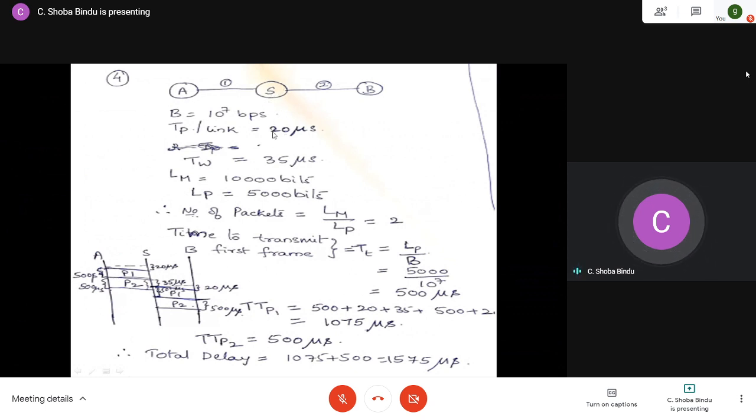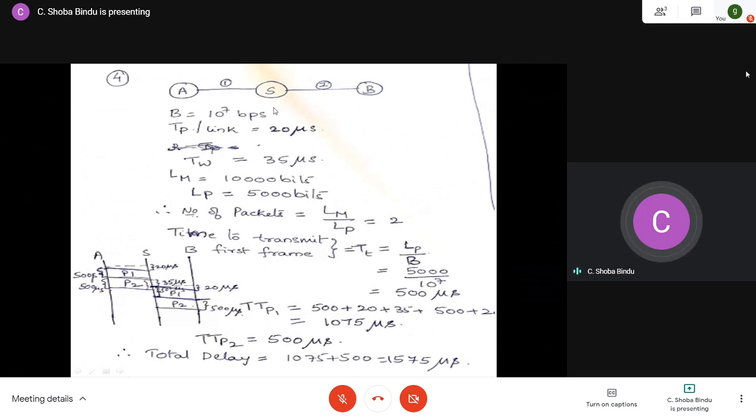There it waits for 35 microseconds. Once the entire frame is received, the switch has to forward it. So it receives it after 500 plus 20 microseconds. After 520 microseconds, the entire message will be received by the switch. Then it waits for 35 microseconds and forwards it to B.